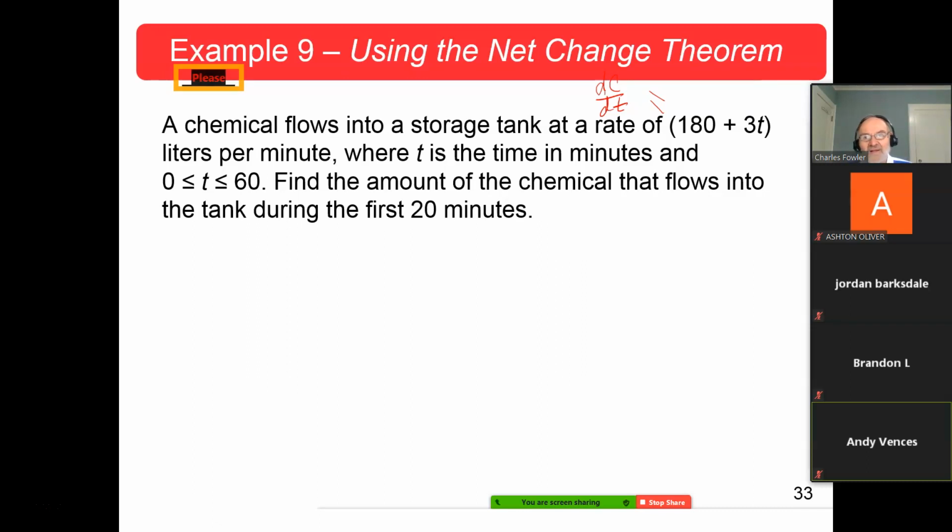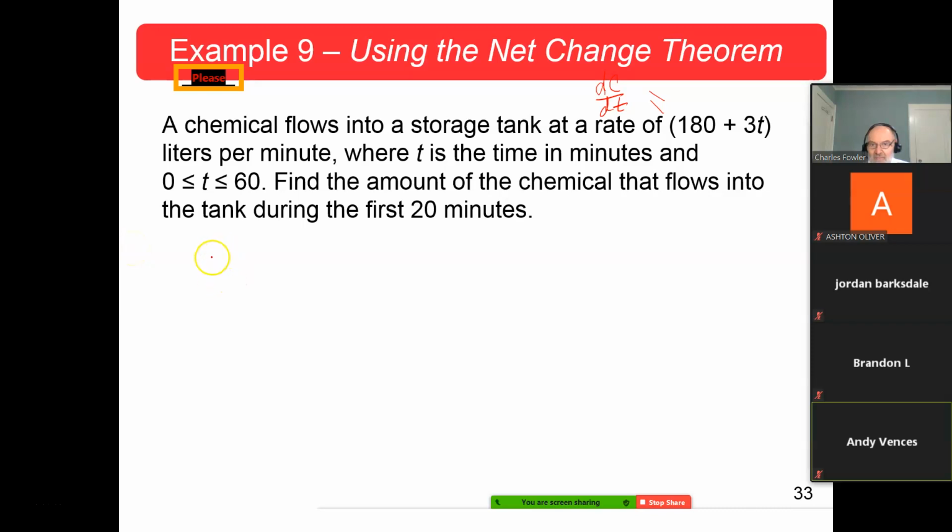Okay, I'm sorry. It's not the rate of chemical flow, it's the rate of fluid flow. So let's leave C to represent capacity. How many liters per minute? So t is in minutes, and t is something between 0 and 60 minutes, so somewhere within an hour. Find the amount of chemical that flows into the tank during the first 20 minutes.